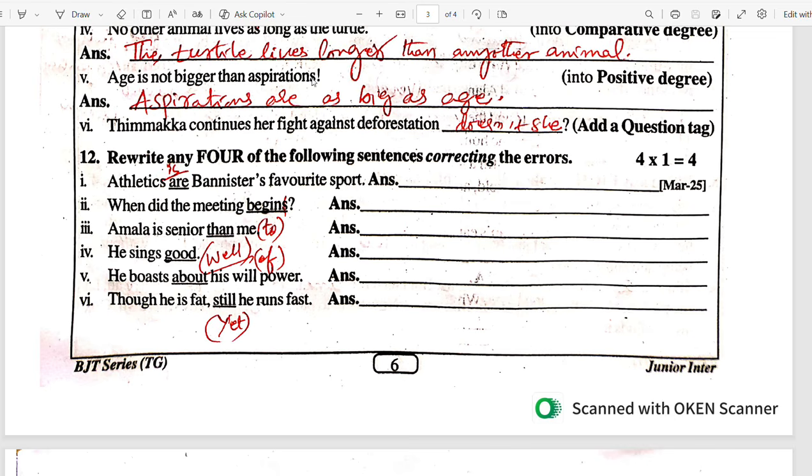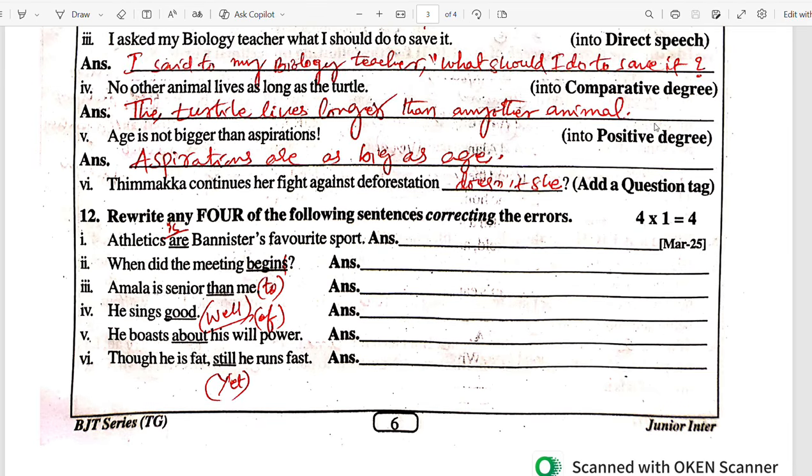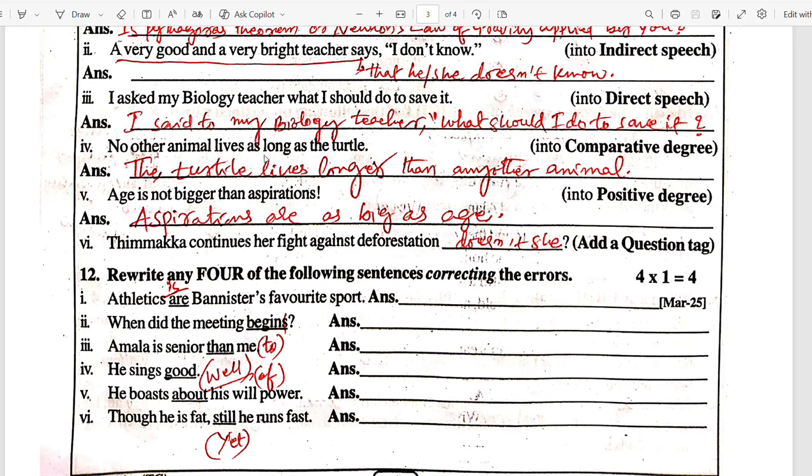Age is not bigger than aspirations. Here bigger than, so you can say it's a comparative. He's asking you to change to positive. So as big as. So aspirations are as big as age. So first you have to see which degree has been given and which degree you want to change it to. So here it is very simple. He has given as long as; long here is a positive degree. Then he is asking us to change to comparative. Long becomes longer. Whenever longer comes, it should be succeeded by than. Like that you have to focus here. Not bigger, then you have to use as big as.